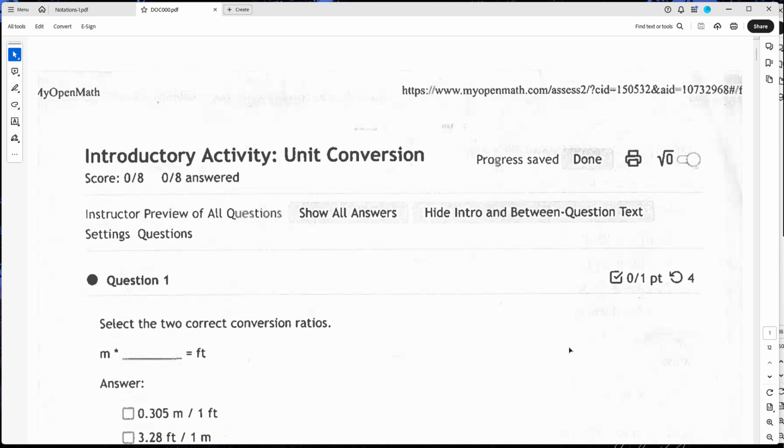This is week 8. This is week 8, introductory activity, unit conversion.